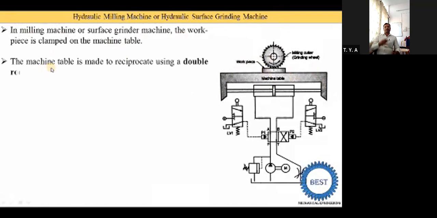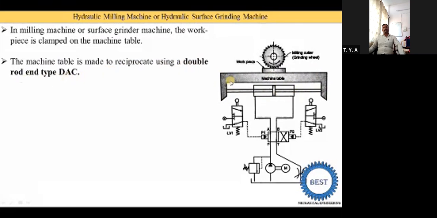The machine table is made to reciprocate using a double rod end type double acting cylinder. DAC means double acting cylinder. So where is this machine table installed? The machine table is installed on the double rod end type double acting cylinder. Here you see this is the one cylinder. Inside this cylinder this is a piston, and this piston has two rods. This is the one rod and this is the second rod. That's why it is written as a double rod end type double acting cylinder.